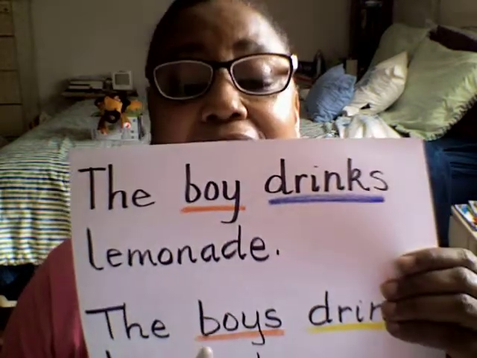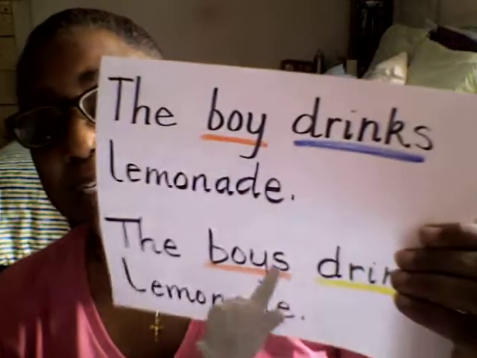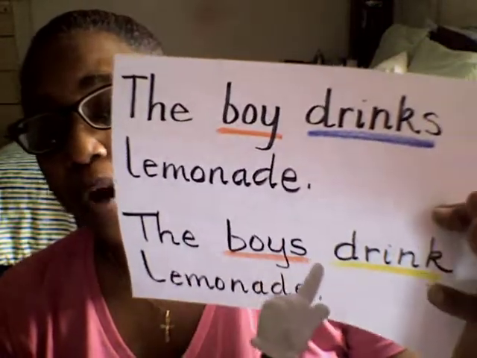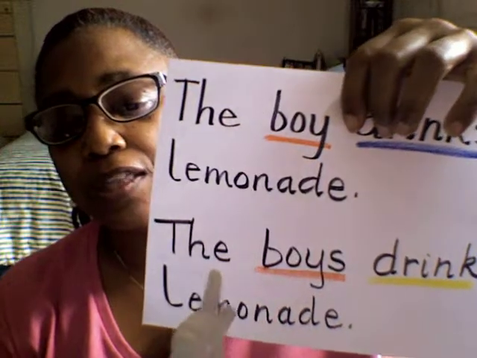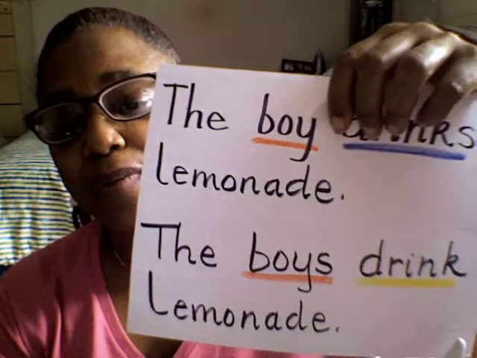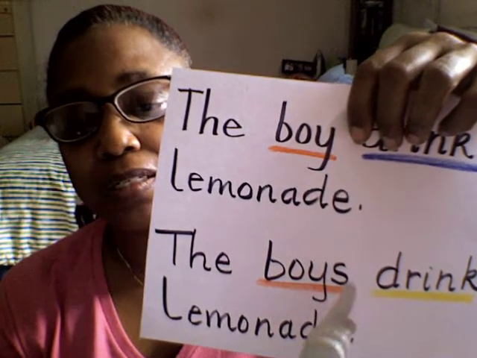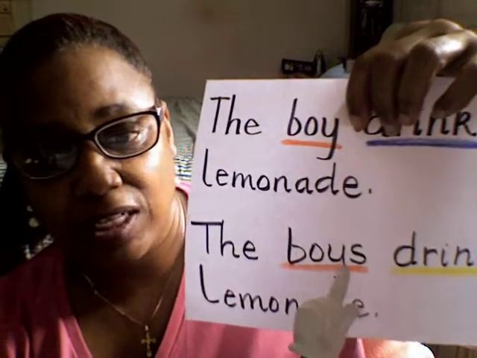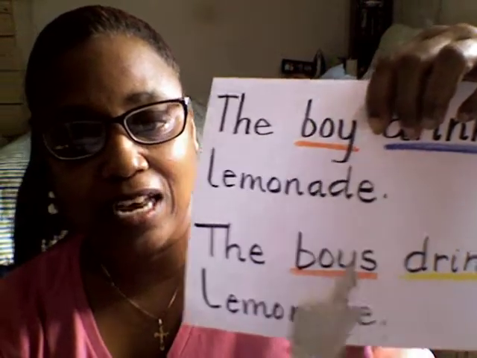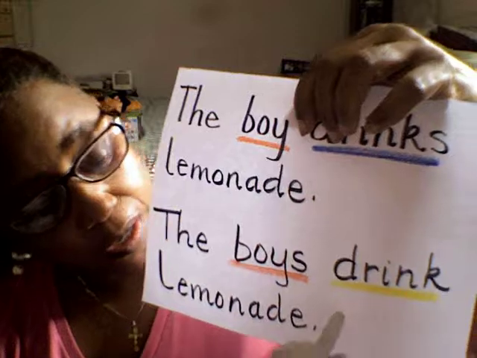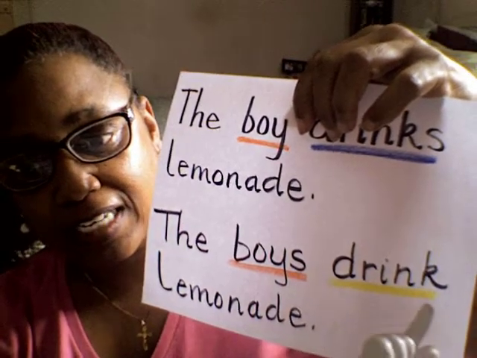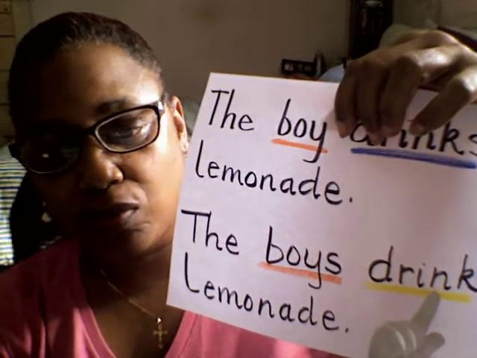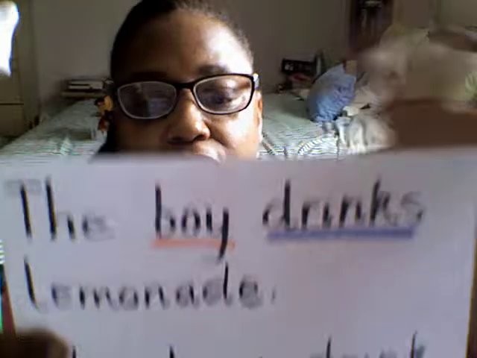Now, let's look at the next thing. Let's look at this sentence. It says, the boys drink lemonade. The boys drink lemonade. Now, what do you notice about this? You see this here? This says boys. You notice that? It's more than one because it has an S. So what happens to our verb? Our verb stays the same. It says drink. We don't do anything to the verb. So do you see that?